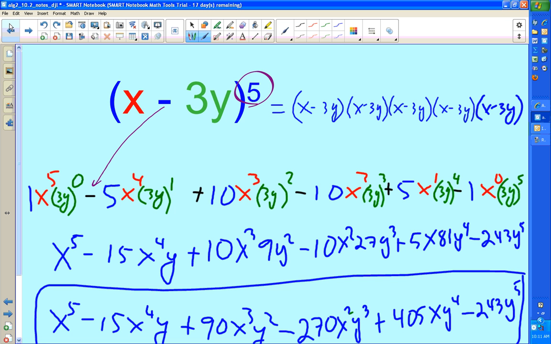The second thing I did is I put minus here, then plus, minus, plus, minus. Then I took the red X and I put it in all of these spots with the power of 5, then decreasing to 0. And then I took the 3y in parentheses and started with the power of 0 and increased to 5. Notice the sum of the powers, red and green, are always going to add up to 5, the power of the binomial. That will always be true. Somebody else have a question that I missed?